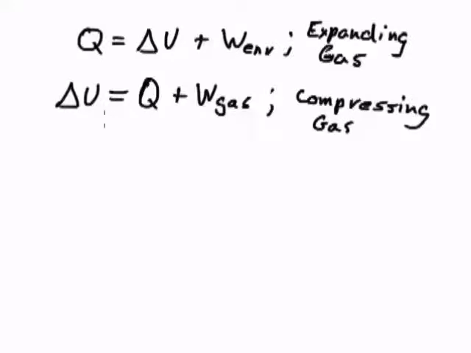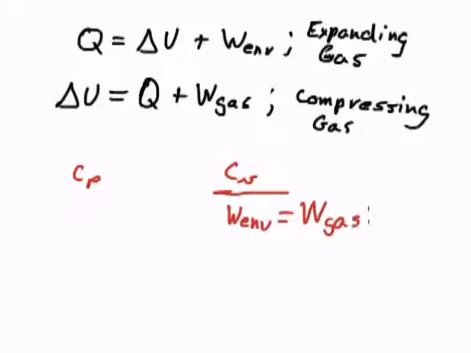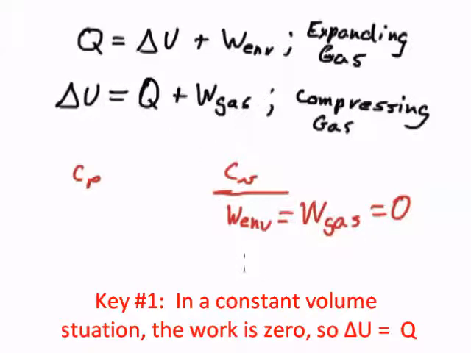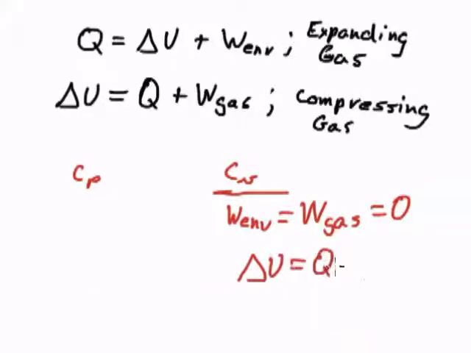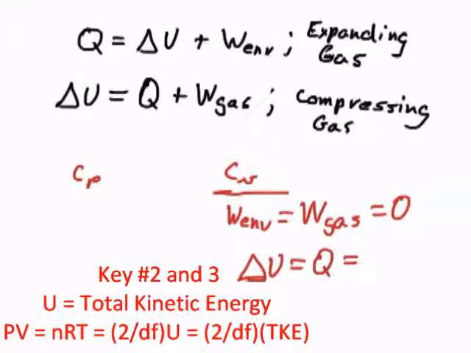That clarifies that a little bit, but now let's clarify the difference between C sub p and C sub v, and we can make a little restriction here. When we have constant volume, then the work done on the environment and the work done on the gas is equal to 0. So we can make this simplification to this equation: delta U equals Q. The heat added is equal to the internal energy change. And that internal energy change was found in chapter 10. We found that the internal energy of the gas was the same as the total kinetic energy of the gas.